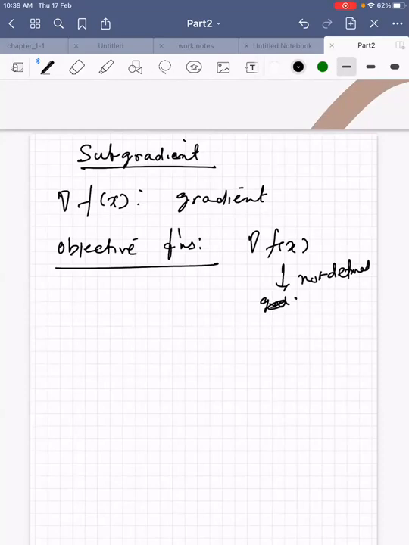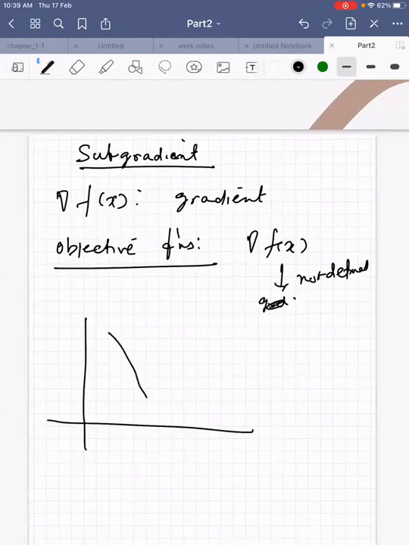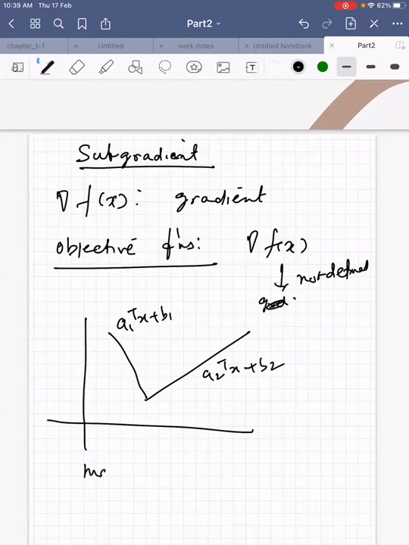For example, if you remember, we talked about this function. What was this function? This was A1 transpose X plus B1, and this was A2 transpose X plus B2, something like that. So the max of F1 and F2, if you recall, was still a convex function, and you may have such a function for which this point is not differentiable. For example, if you come from this direction, your gradient is A2, and if you come from this direction, the gradient is A1. So this intersection point does not have a well-defined gradient.